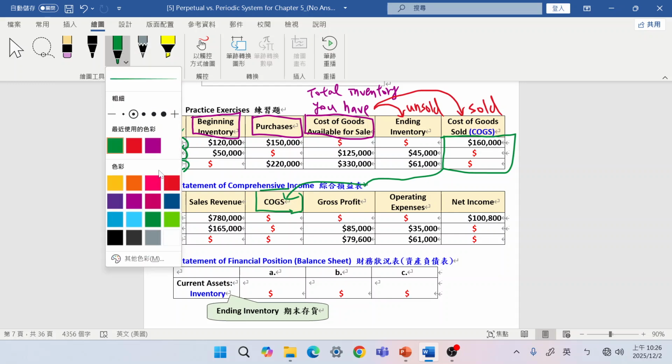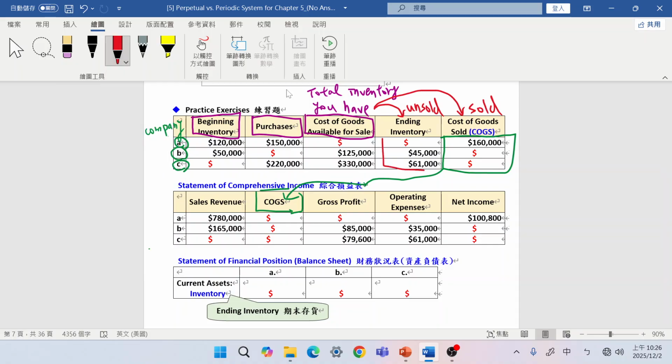And we use ending inventory to prepare what? To prepare our balance sheet, right? Because the balance sheet is for ending inventory. So this is for our balance sheet. So the first step is trying to get all the data. After you got all the data from your first table, use the data from the first table to prepare two financial statements. Take your time.